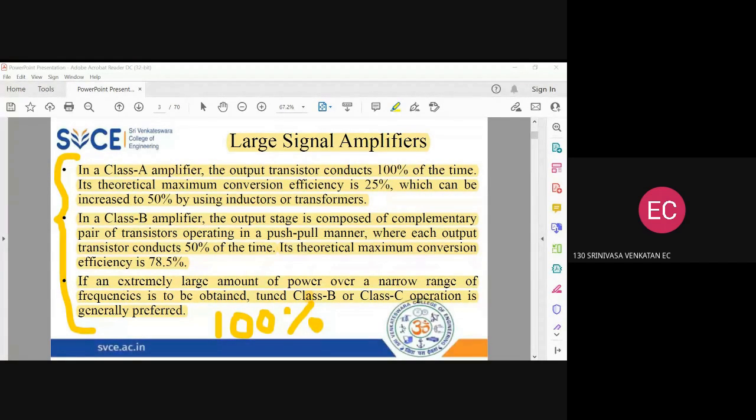Theoretical is maximum. Conversion efficiency is 25%, so it is increased to 50% by using transformers, which is in the case of class A. In general, what is happening to efficiency as you move from class A to class C? Efficiency increases. What is decreasing? What is reducing? Power loss. The amount of time the transistor is conducting is reducing, correct?